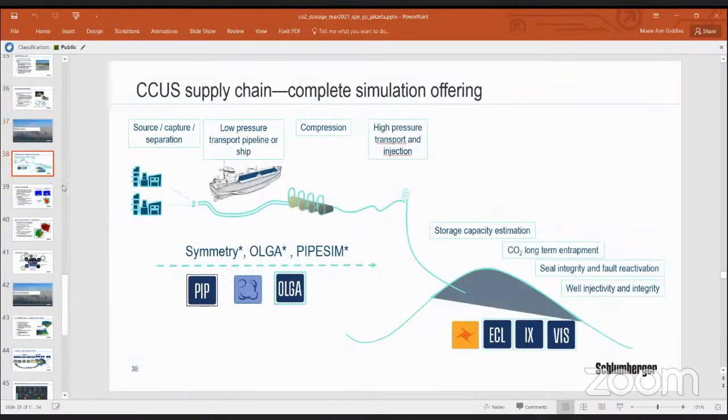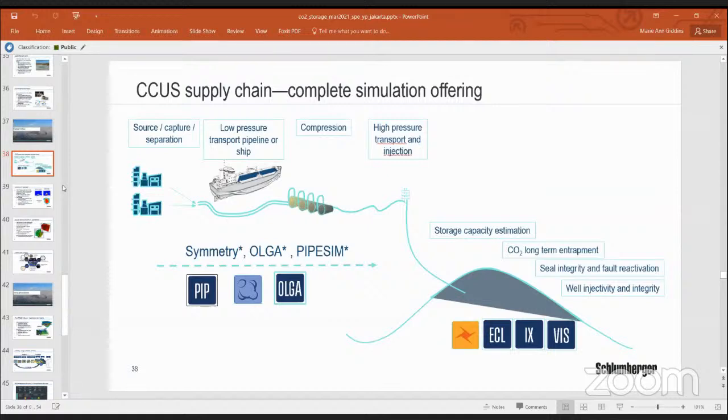So I'll mention some of the integrated workflows that go into a CO2 storage study. We need to think about the whole supply chain, what's actually going into the storage unit, and we need to think about upstream activities as well. That can include what happens at the source when CO2 is captured and separated, how it's transported and compressed, and how it's injected into the reservoir.